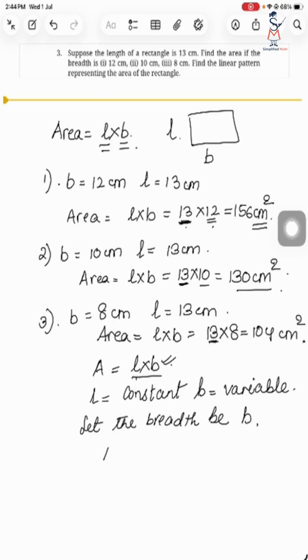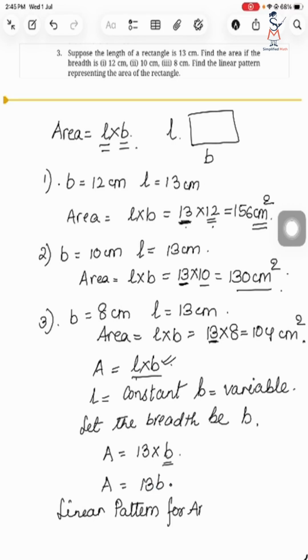So the area in this case, length is constant, which is 13 given. So 13, and breadth is a variable. So for that variable we will take B. So the area will become 13B. So the linear pattern for area for this particular rectangle will become 13B.